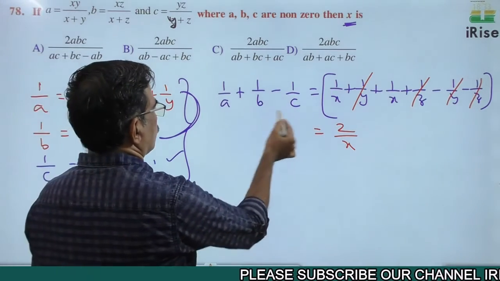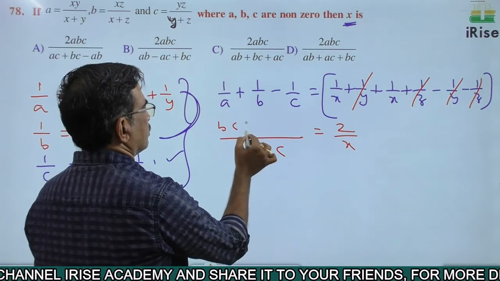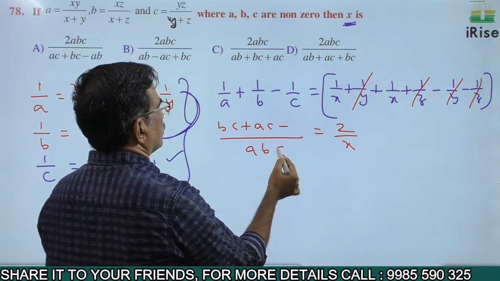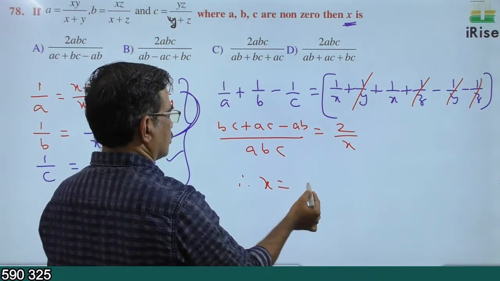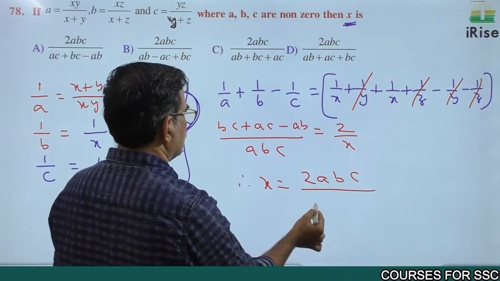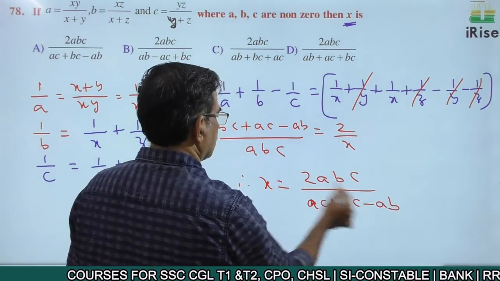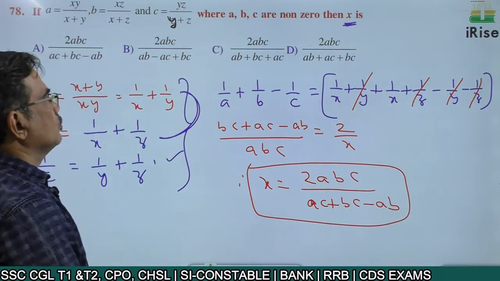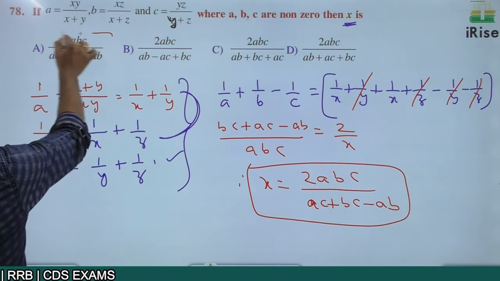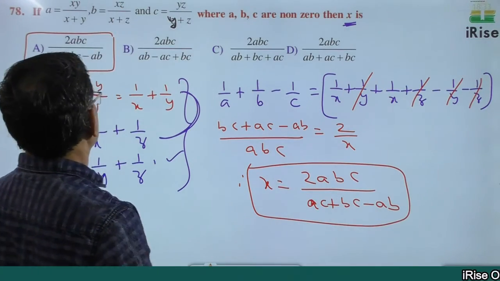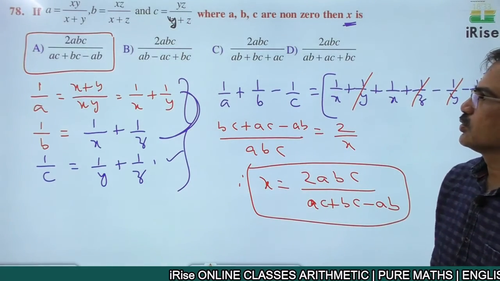Okay, 2 by x is equal to, taking LCM as ABC, BC plus AC minus AB, is equal to 2 by x. So what is the x value? Just cross multiply: 2ABC by AC plus BC minus AB. This is the answer for this question.